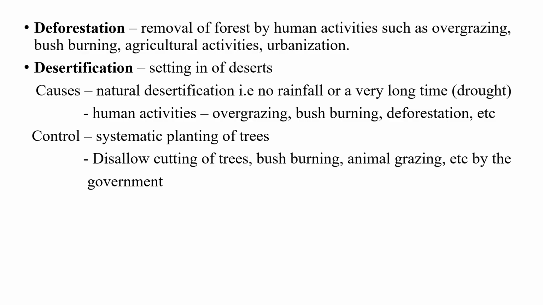In most cases, when deforestation takes place, the next thing that follows is desertification. That is when you have desert coming up. But we can also have desertification as a result of nature. That one will be referred to as natural desertification. And how do we get natural desertification? This is when there is no rainfall for a very long time, and this is described as drought. So this can cause desertification, and you can also have desertification as a result of overgrazing.